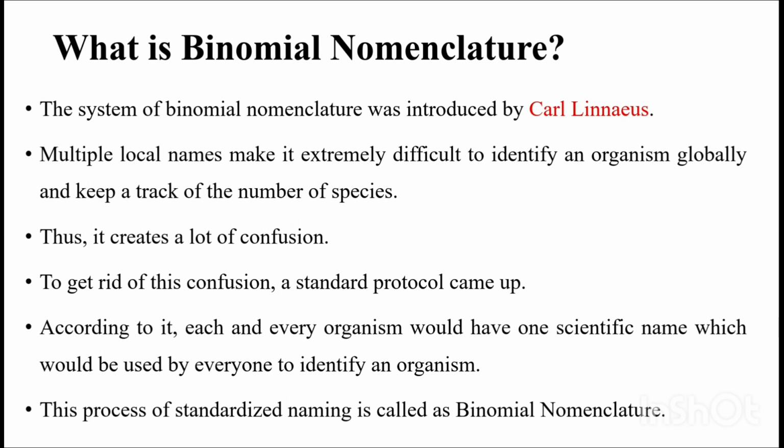Multiple local names make it extremely difficult to identify an organism globally and keep a track of number of species. Thus it creates a lot of confusion. To get rid of all this confusion, a standard protocol came up, and according to this binomial nomenclature, each and every organism would have one scientific name which should be used by everyone to identify an organism.